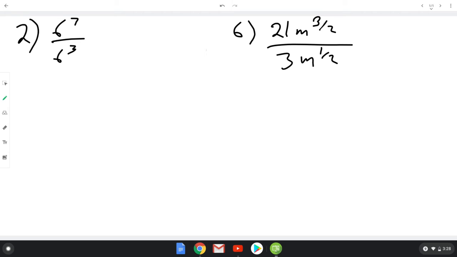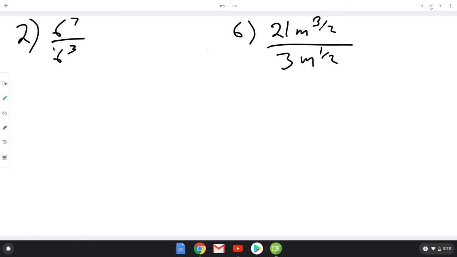These are going to be examples from 7-4. So that worksheet that you have, 7-4. We're just going to be simplifying these. So let's start with number 2.